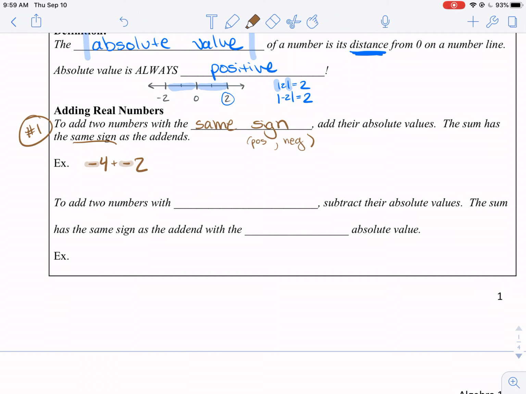To find out what we have, we're going to add their absolute values. The absolute value of negative 4 is 4, and the absolute value of negative 2 is 2. Now that we add their absolute values, that will give us 6, but the sum has the same sign as the addends. So because they're both negative, we need to add a negative and then put the absolute value, 6. So negative 4 plus negative 2 is negative 6.